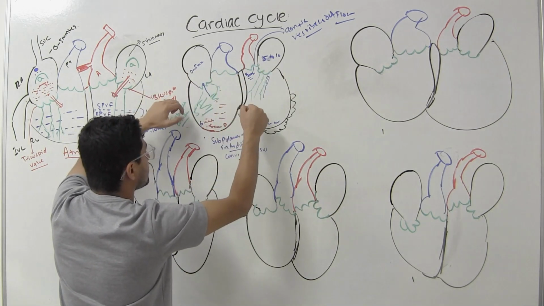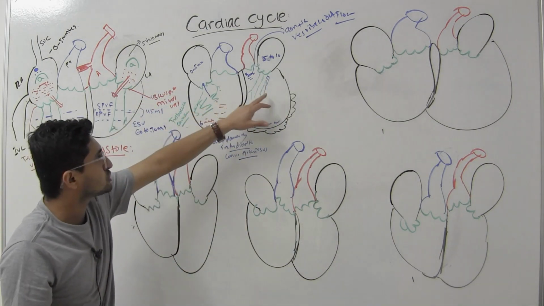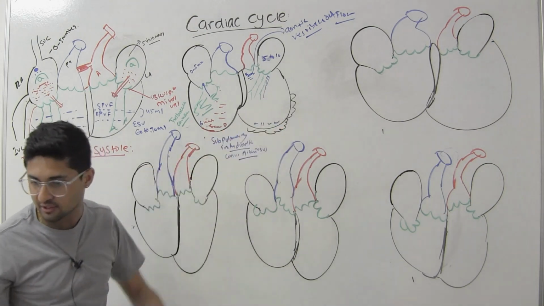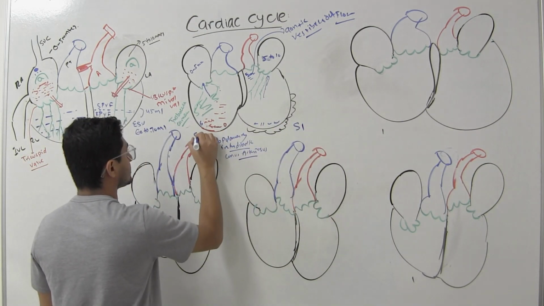When that happens, the first heart sound is produced. That first heart sound we call the S1 sound. This is called the S1 sound.